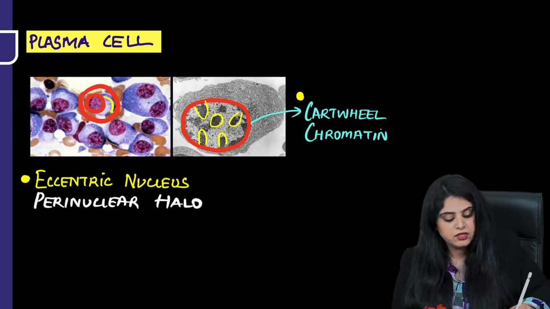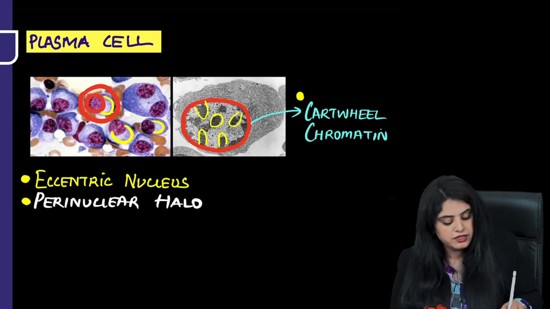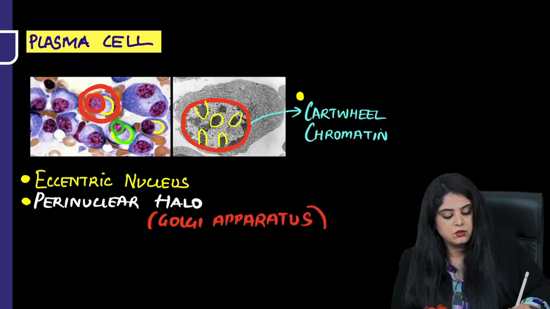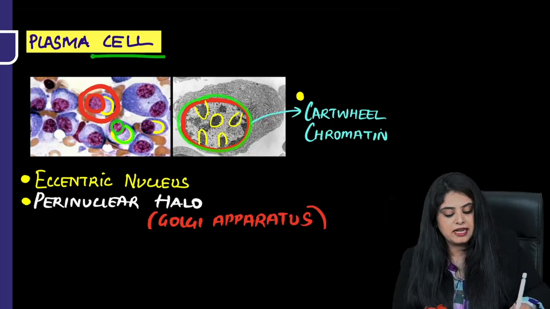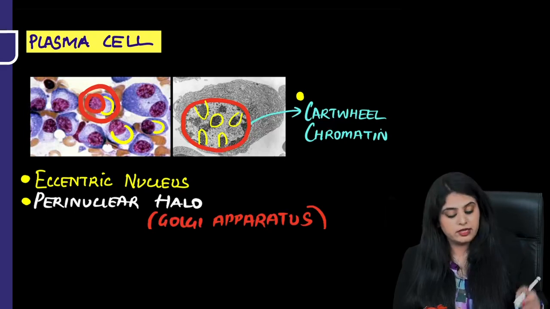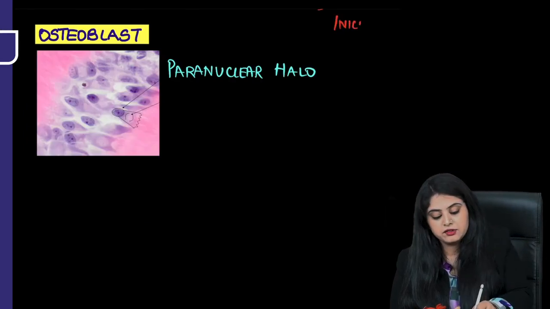And on the side of the nucleus, there is a white area. So I call that perinuclear halo. The reason for the perinuclear halo is a lot of Golgi apparatus that is present alongside it, right? So repeating, there is an eccentric nucleus with a perinuclear halo and a cartwheel chromatin. That is what makes it a plasma cell. On the other hand, plasma cell ka mimicker kaun hai? This is important only for INI-CET students.